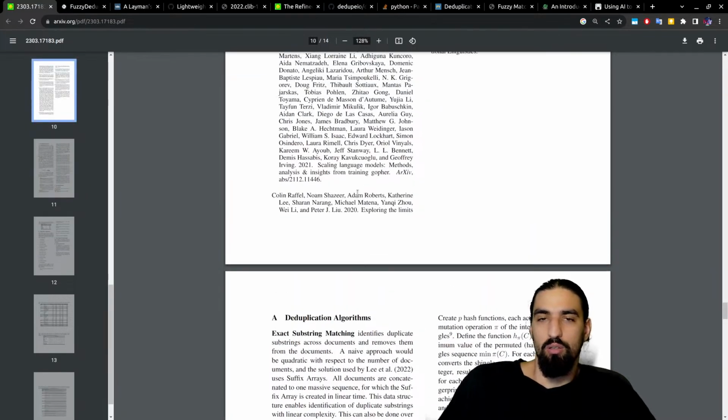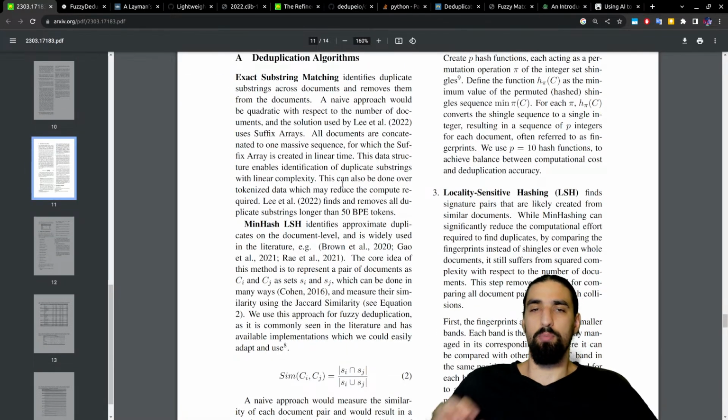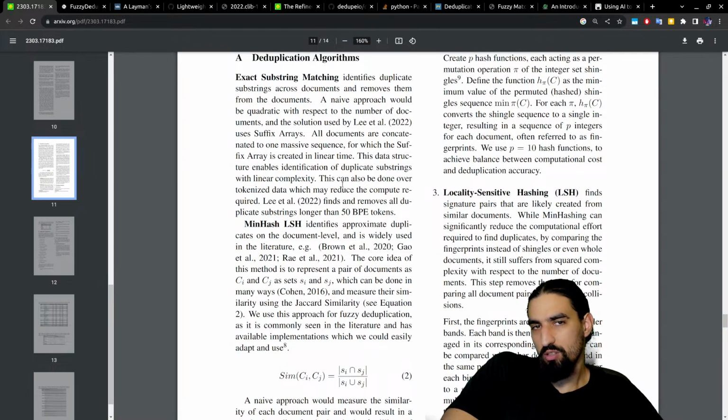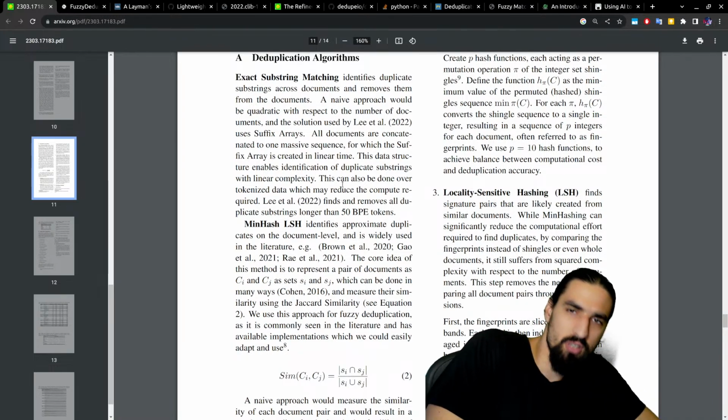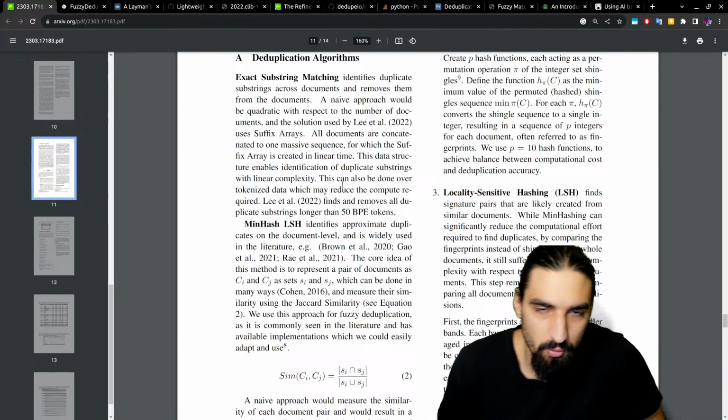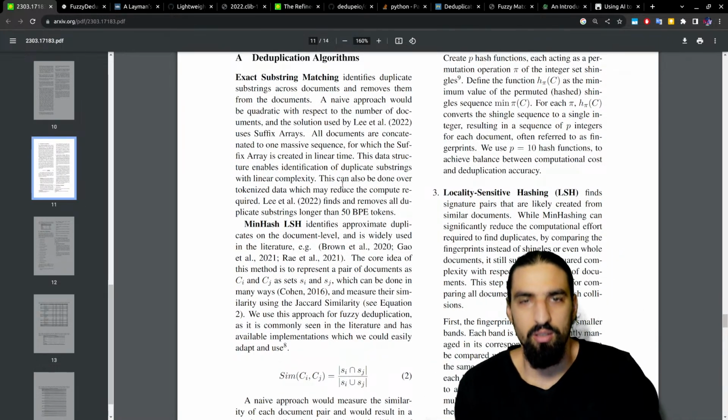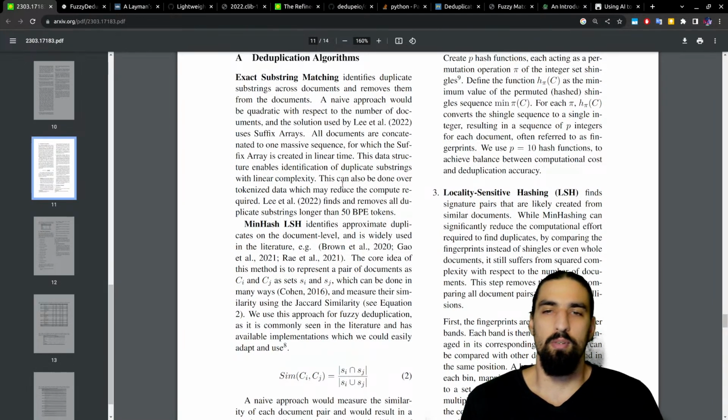Okay, let's read this on the deduplication. Exact substring matching identifies duplicate substrings across documents and removes them from the documents. A naive approach would be quadratic with respect to the number of documents, and the solution used by these guys uses suffix arrays. All documents are concatenated to one massive sequence for which the suffix array is created in linear time. This data structure enables identification of duplicate substrings with linear complexity. This can also be done over tokenized data, which may reduce the compute required. It finds and removes all duplicate substrings longer than 50 BPE tokens.